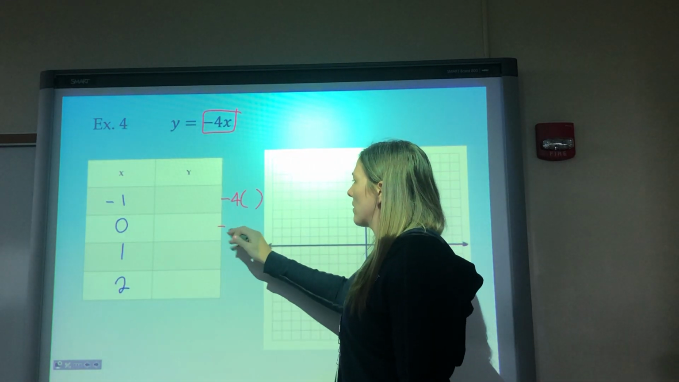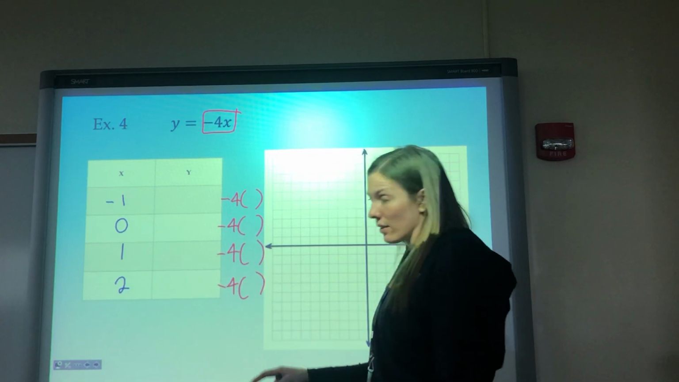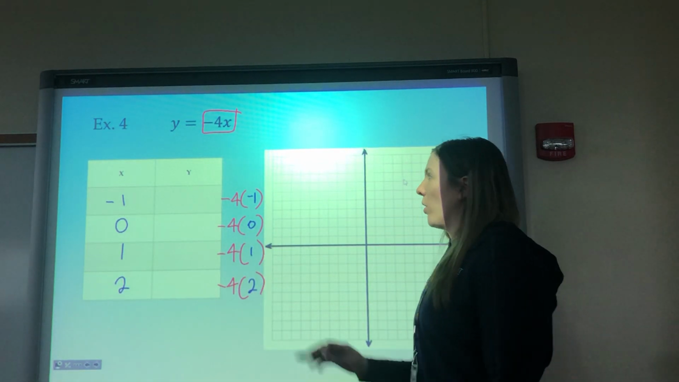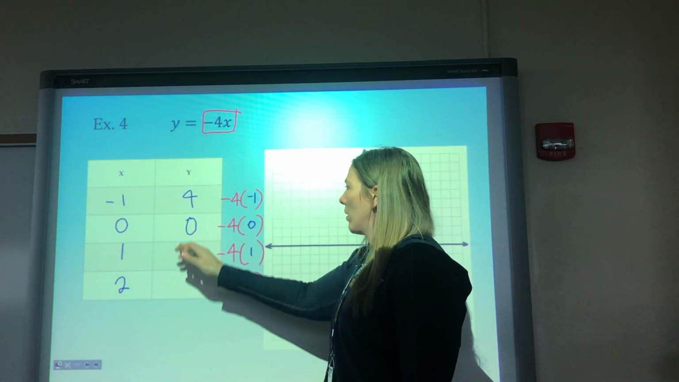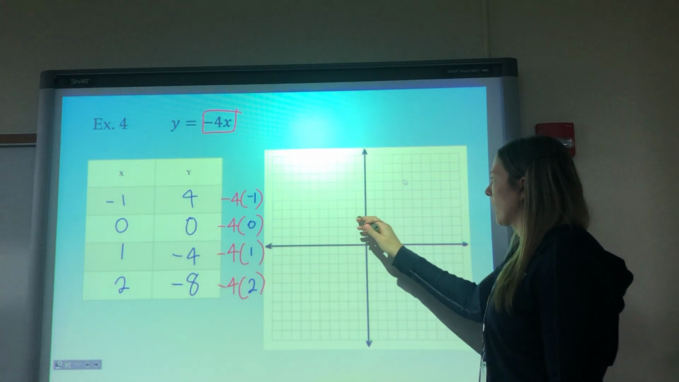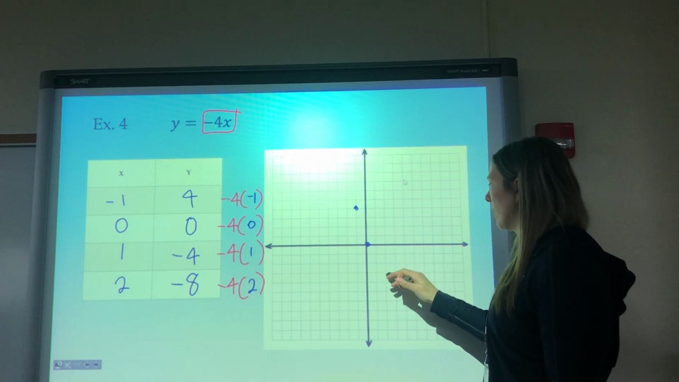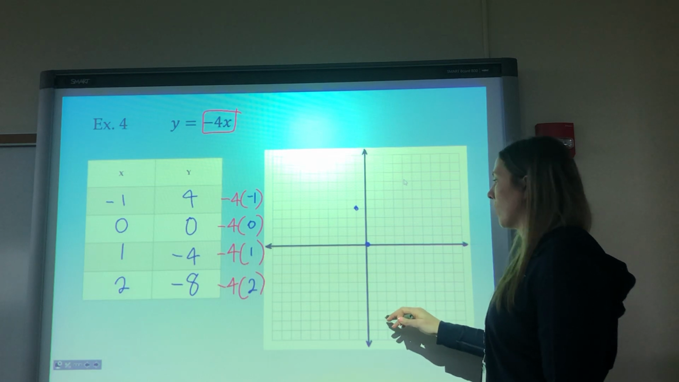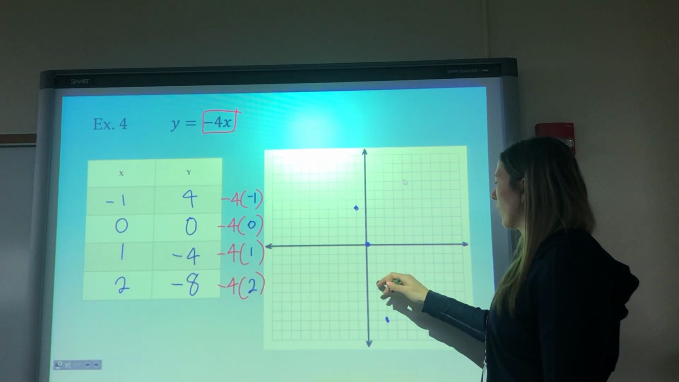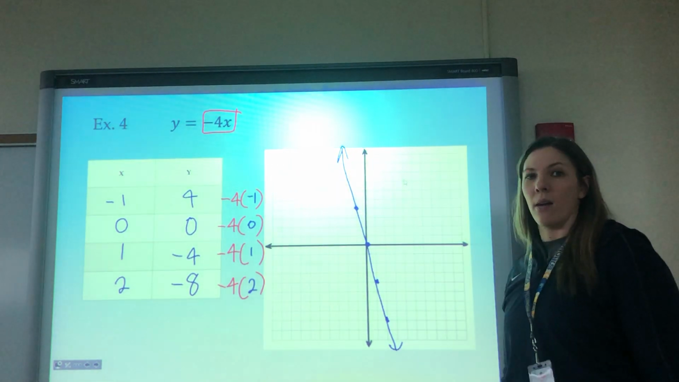So -4 times parentheses, in each of four sets, and then plug in -1, 0, 1, and 2. So here we're just multiplying. We should get 4, 0, -4, and -8. So our 4 points: -1, 4; 0, 0; 2, -8, but I missed 1, -4. Right there. All right, so there's our 4 points. Boom, making our straight line.